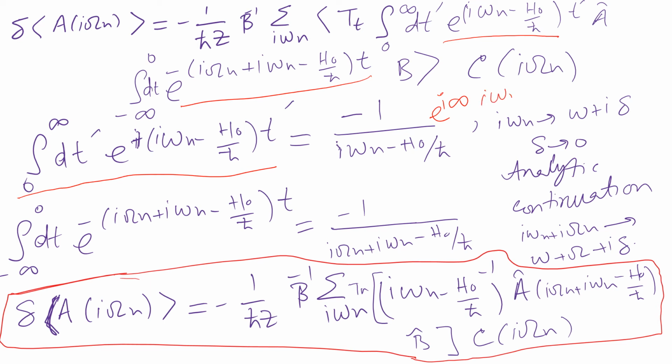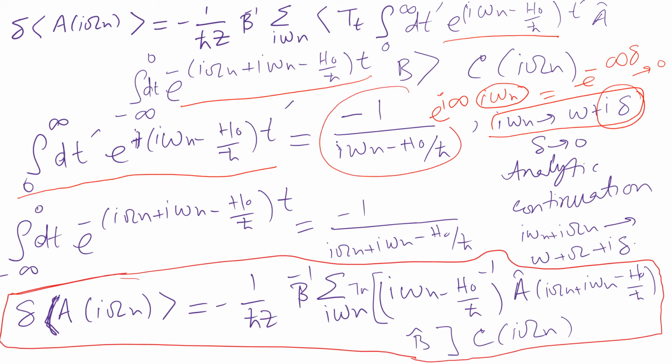and there will be i omega n. To avoid this divergence, what you do is analytic continuation. You imagine that i omega n goes to omega plus i delta. If you do this, because of this small i delta, this exponential becomes exponential of minus infinity times delta, and this goes to 0. So you only end up with the one term.